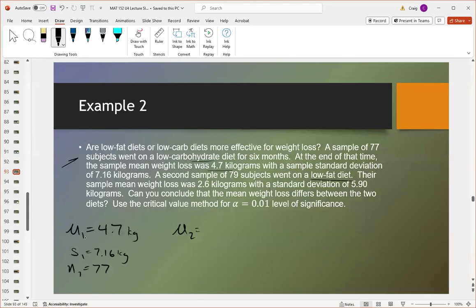Okay, so this is, let's just use C and F here. And so for the low-fat diet, the sample mean weight loss was 2.6 kilograms with a standard deviation of 5.9 kilograms. Can we conclude that the mean weight loss differs between the two diets? And we're going to use the critical value method for an alpha level of 0.01. And here our second sample size was 79.